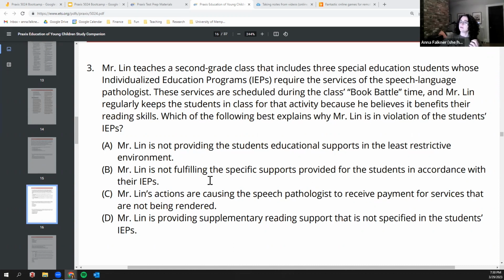And in this case, that's important to pay attention to, but we don't know exactly what it says about LRE in their IEPs. What we do know is that their IEPs say that they require the services of the speech language pathologist. So if we know for sure that their IEP requires the services of the speech language pathologist, is there one of these answers that best aligns with that piece of information?